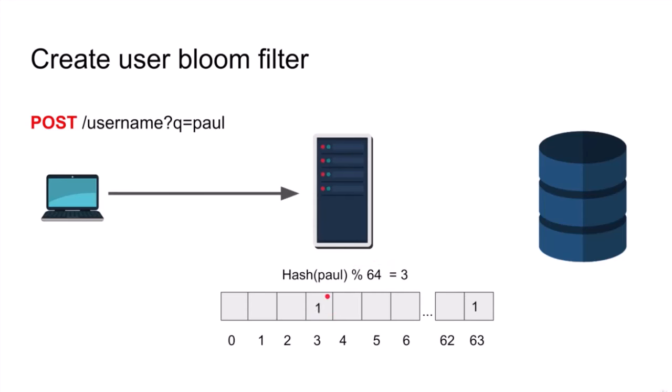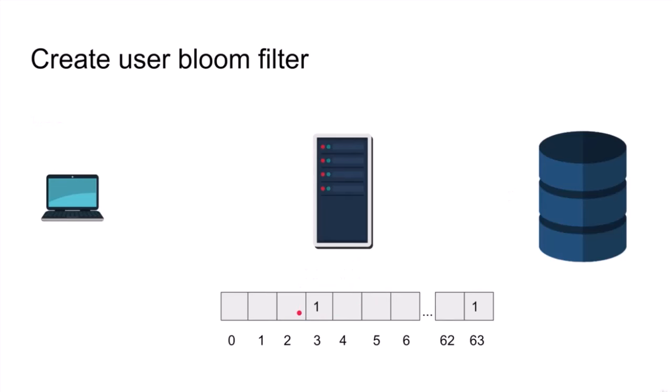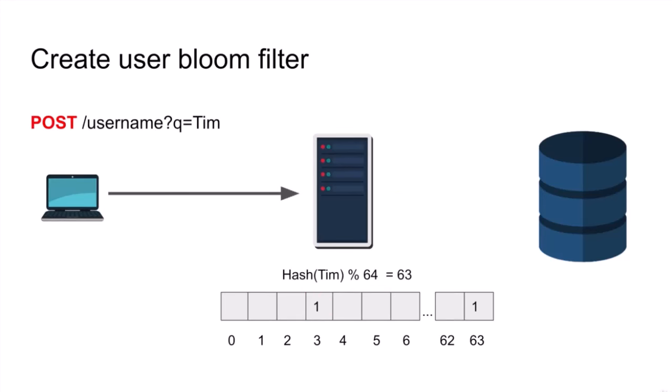All right, so far it's good. Let's try, and obviously we write it to the database. Let's try some other user, Tim. I'm going to take Tim and hash it, mod 64. Guess what? I got number 63 again. And that's absolutely fine, because you only have 64 bits.